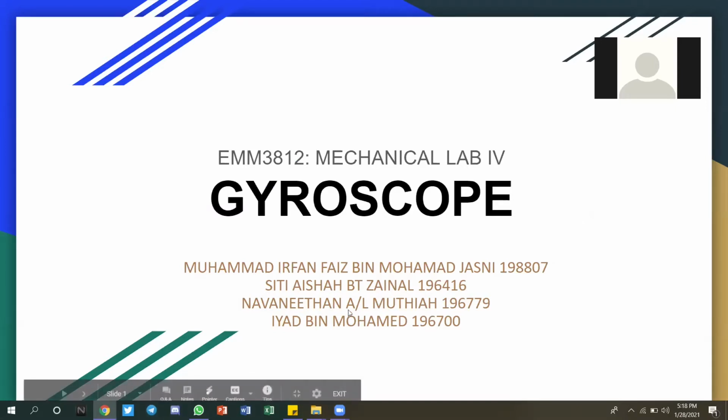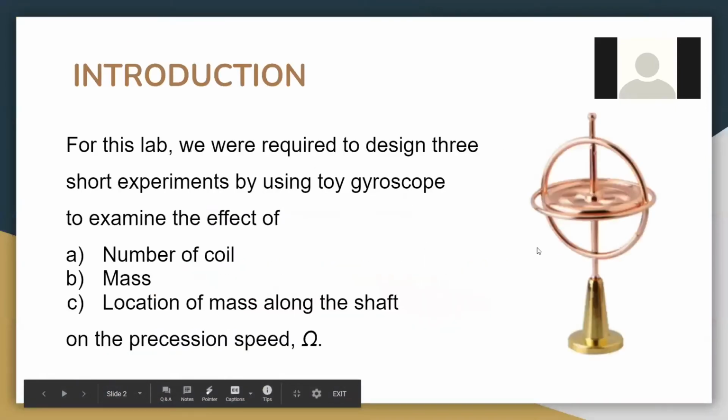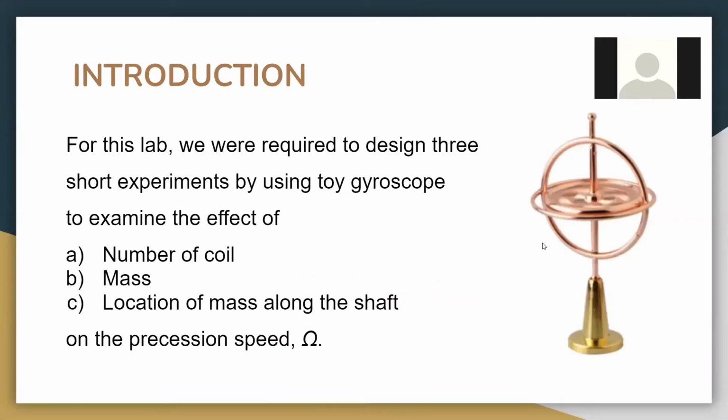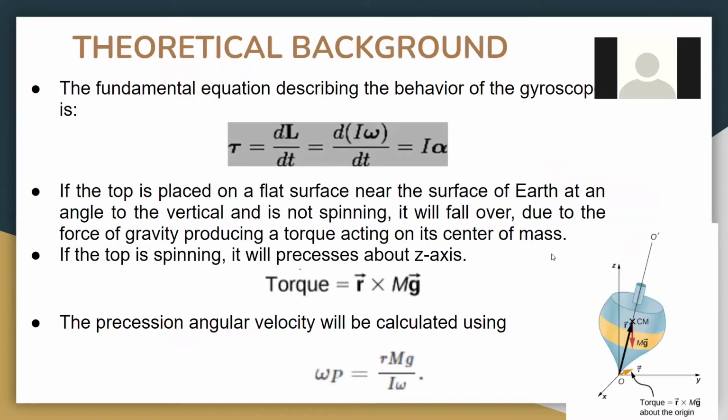So now we're going to look at the introduction of the gyroscope. In this lab, we were required to design 3 short experiments using a toy gyroscope to examine the effect of the number of coils, mass, and location of mass along the shaft on the precession speed. Next slide, please. This is the theoretical background for this gyroscope experiment.